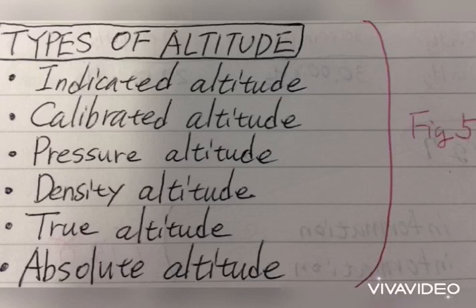When you set the altimeter setting to 29.92 inches of mercury, the altimeter displays pressure altitude. When you correct the pressure altitude for non-standard temperature, you will know density altitude. True altitude is the actual height above mean sea level. Absolute altitude is the actual height above the Earth's surface.